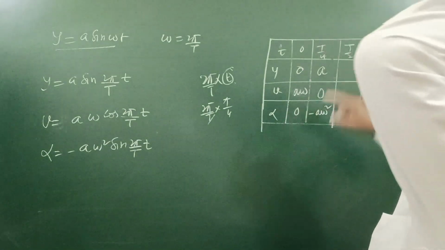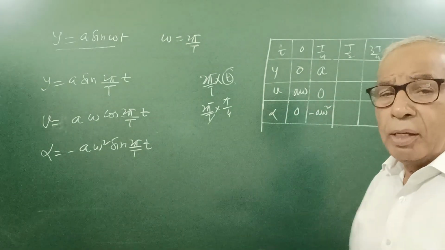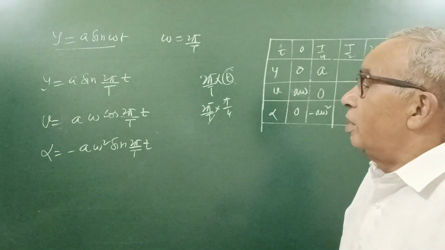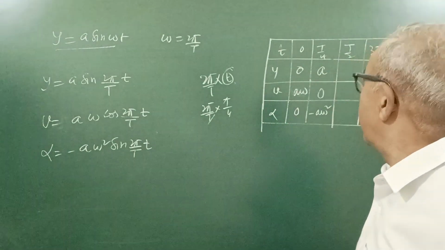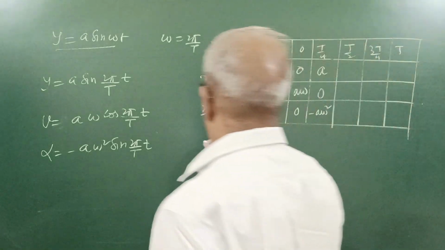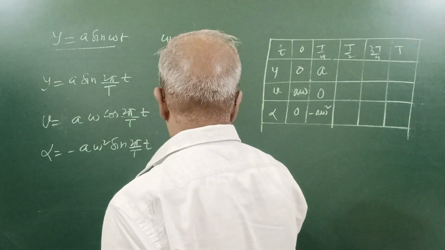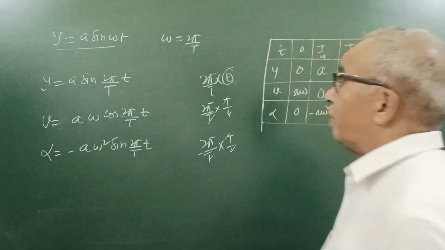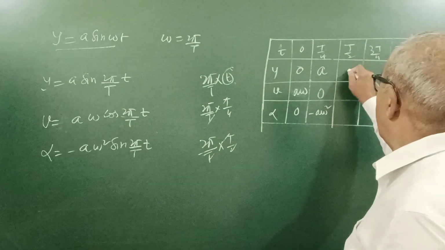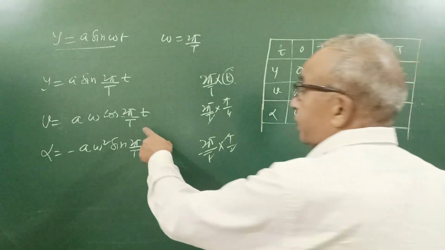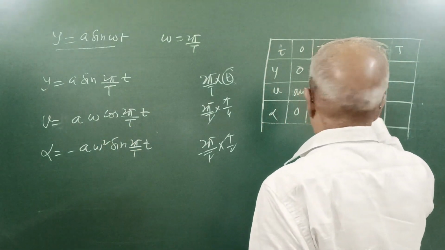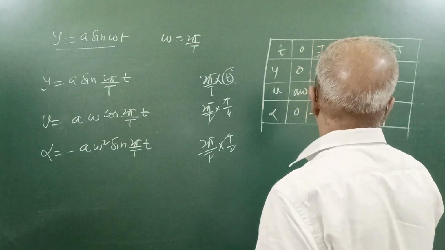Now at t by 2, if I make a mistake it means I do not know the topic. It happens because at t by 2, 2 pi into t into t by 2, cancel t, gives pi. Sine pi is 0, cos pi is minus 1, so it is minus a omega. Or it is again 0.